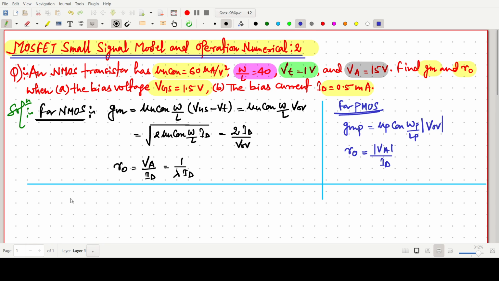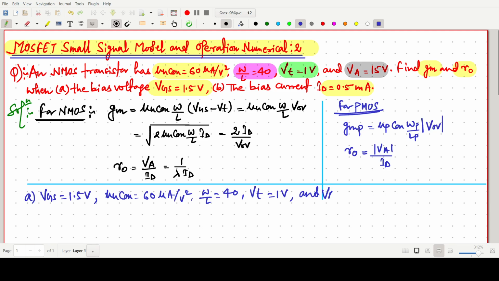The very first problem is for a bias voltage given, VGS is 1.5 volt. So we have to find the transconductance. VGS is given, and other parameters like μn Cox are also given, 60 microampere per volt square. W by L is also given as 40, and VT is given as 1 volt, and VA is given as 15 volt. It is coming from the channel length modulation.